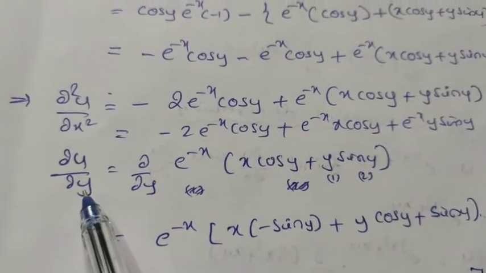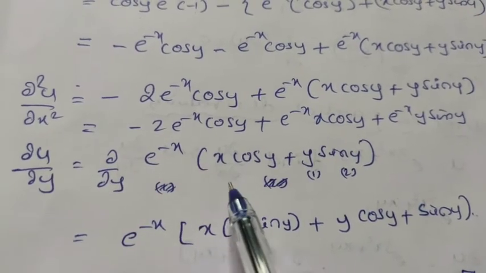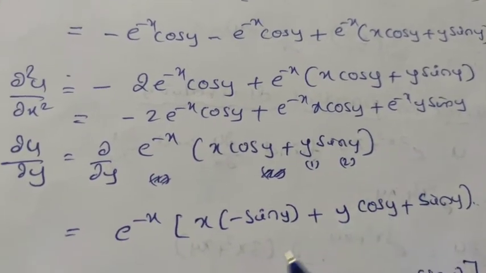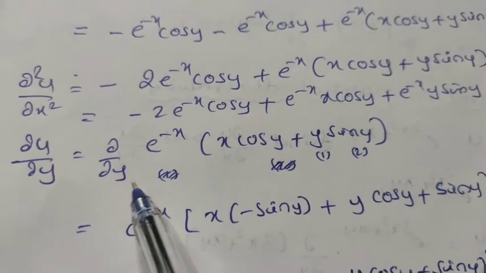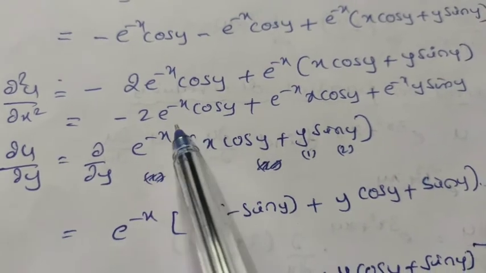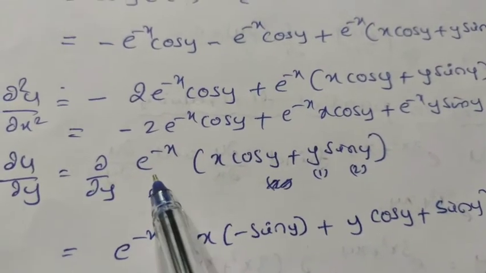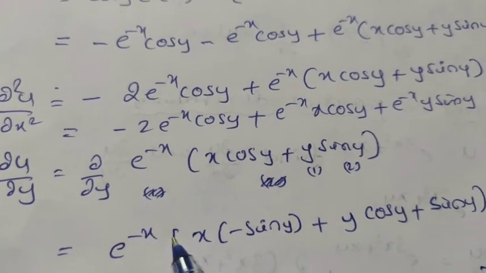Similarly, let us differentiate this u partially with respect to y. Dou by dou y of e raised to minus x cos y plus y sin y. Here we are differentiating partially with respect to y. Only y is variable, remaining are all constant. So this e raised to minus x is constant. It is like constant into function. This will keep constant as it is, e raised to minus x.